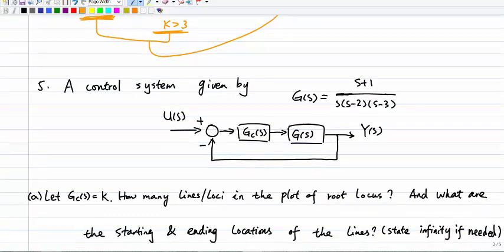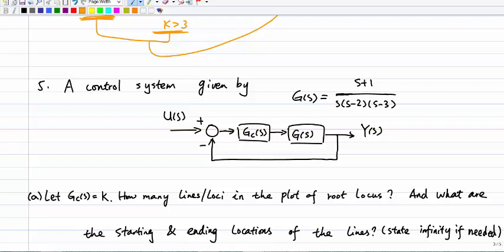Okay, let's go to question number 5. Question number 5 is about a root locus. For a given system, probably given in a standard form or not, we want to figure out how the roots or the poles change when a parameter k moves from 0 to infinity. That's what root locus is about. So this is the question.